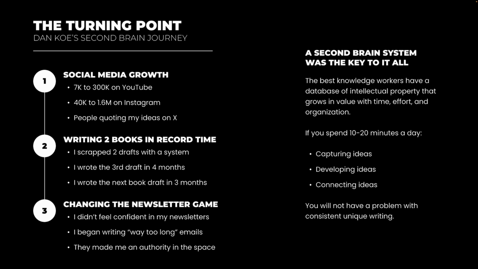The first is social media growth. So when I started understanding the system and creating it, this is what helped me go from 7,000 to 300,000 on YouTube, 40,000 to 1.6 million on Instagram, and people quoting my ideas all over X. It helped me write a book. The Art of Focus would not be a thing without this system. Most of my newsletters would not be a thing without this system. All of my ideas and content are first fleshed out and written in a second brain, and I have access to them at any time.